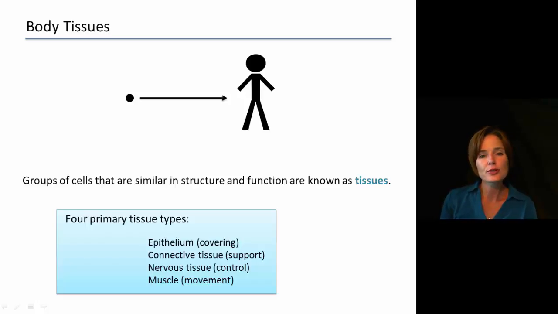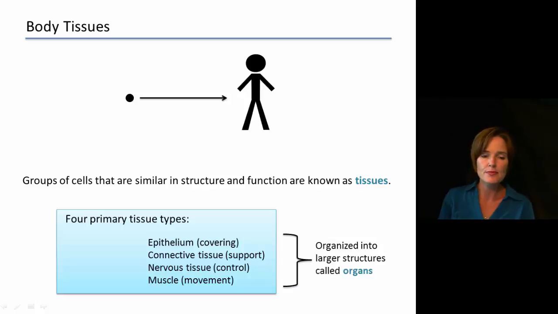Those tissues include epithelium or epithelial tissue, and that's primarily for covering. We also have connective tissue, which is going to be for support. We have nervous tissue for control, and then finally we have muscle tissue for movement. All of those tissues are going to associate together into different larger structures, which we do call organs. We'll talk about the organs later, but what we want to do right now is go over the details of the different tissue types.